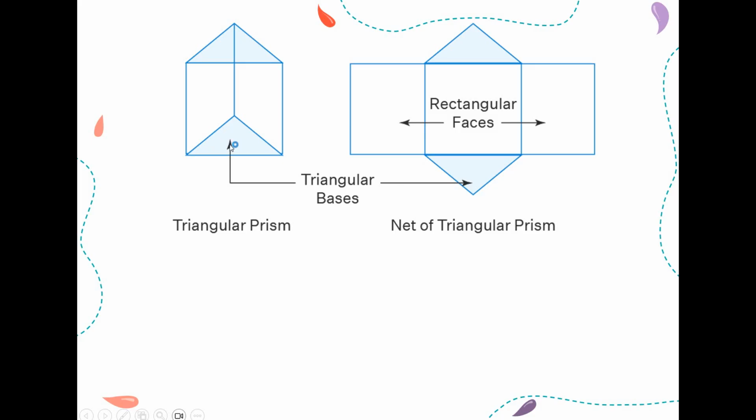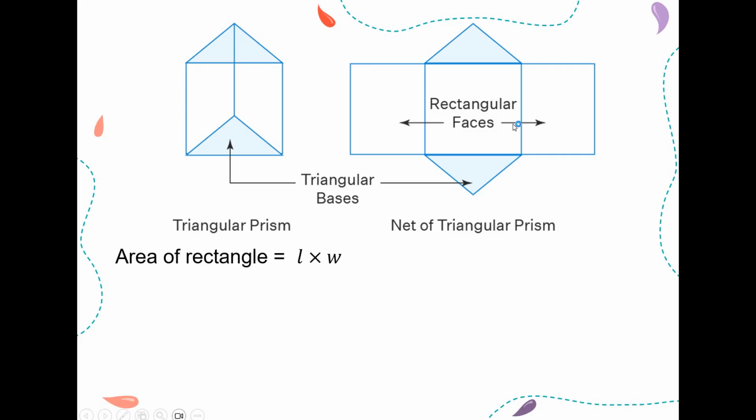I have one base just like a triangle, one top just like a triangle, and three faces just like rectangles. So if I unfold the triangular prism to see its net, it will be just like this one. I have two faces like triangles and three faces just like rectangles.